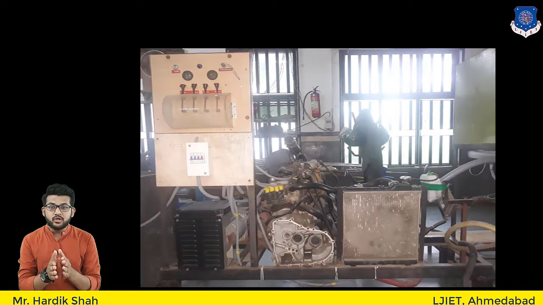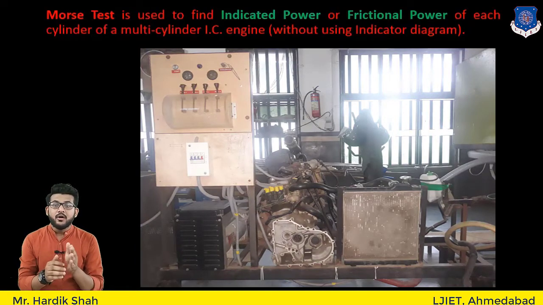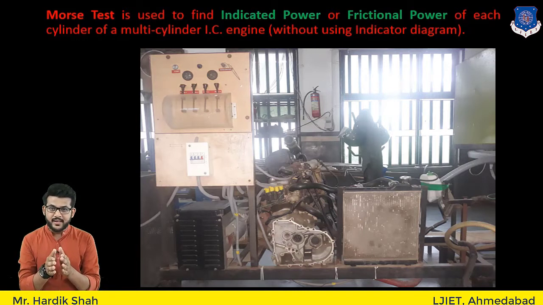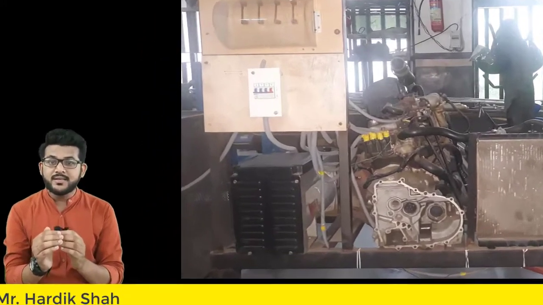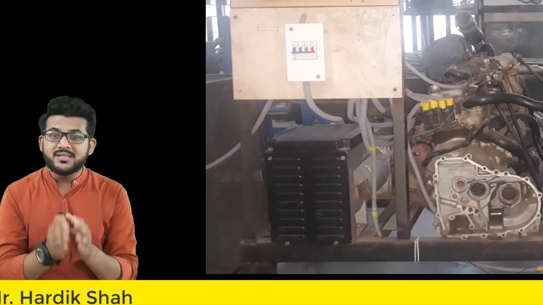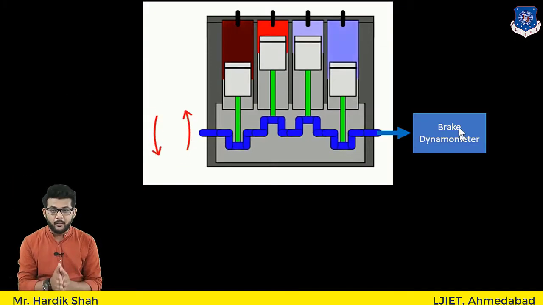So what is the Morse test? The Morse test is used to find the indicated power, or you can say frictional power, of each cylinder of a multi-cylinder engine. Here we have taken 4 cylinders. This will be done without using an indicator diagram, the PV diagram. Here you can see a brake dynamometer. These are the 4 cylinders and this is the brake dynamometer.